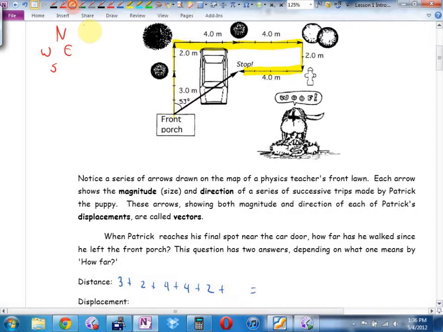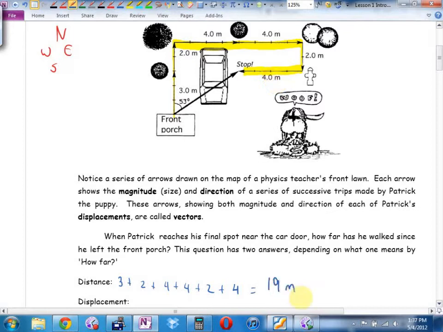Let's at least get the distance right, Mr. Dueck. 3, 2, 4, 4, 2, 4. Really, it's 5 plus 8, 13, plus 2, 15, plus 4, 19? 19 meters.